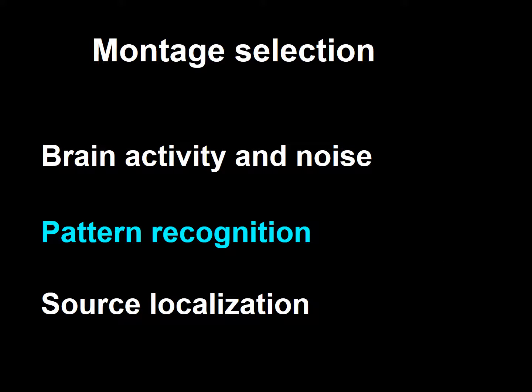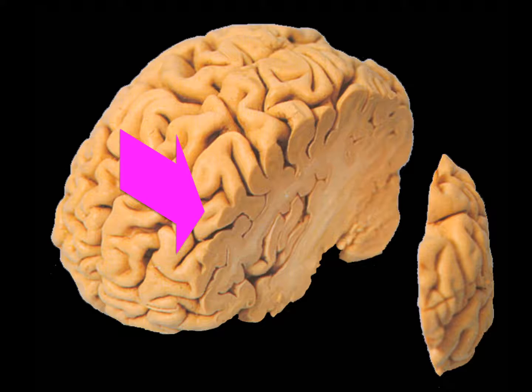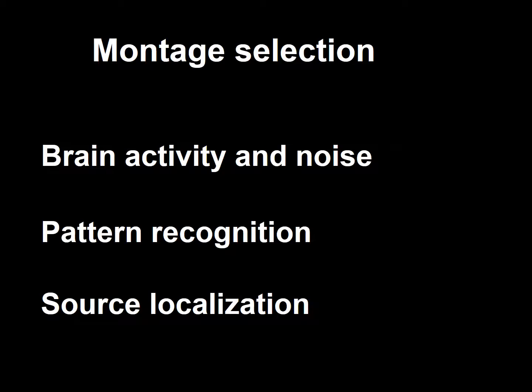After pattern recognition, the next factor that influences montage selection is source localization. Source localization consists of determining the lobe involved, the gyrus involved, and the depth of the involvement. A good place to start deciding which montage to use is to have a good concept regarding the effect of distance between two electrodes on EEG waves.